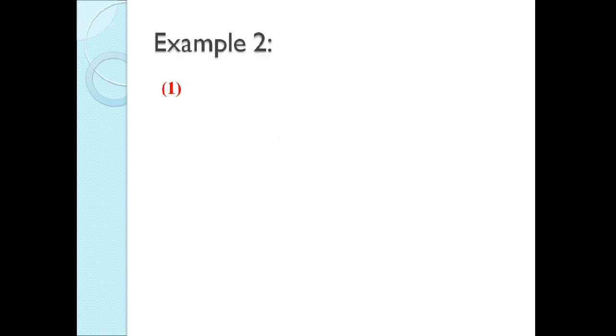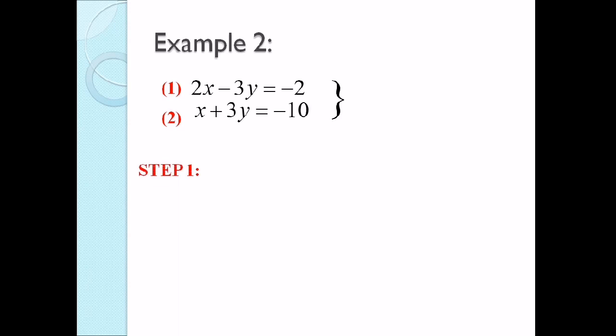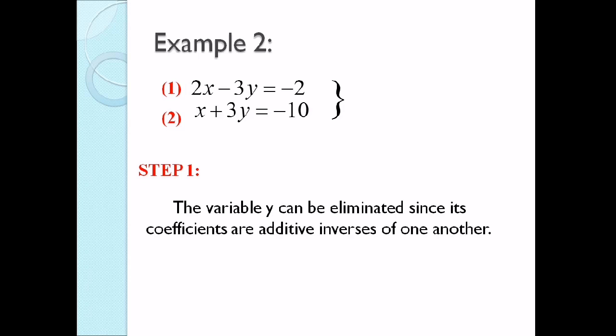For our example 2, first equation, 2x minus 3y equals negative 2. Second equation, x plus 3y equals negative 10. And we need to find the solution of the given system of linear equations. Step 1. The variable y can be eliminated since its coefficients are additive inverses of one another. If you notice, we can eliminate y because negative 3 and positive 3 are additive inverses of one another. So, meaning to say, when this is our example, we no longer need to multiply.